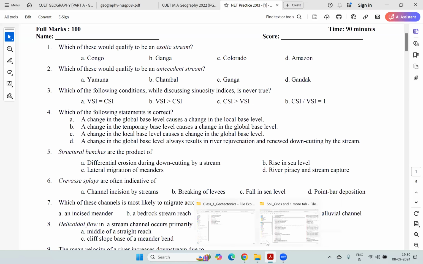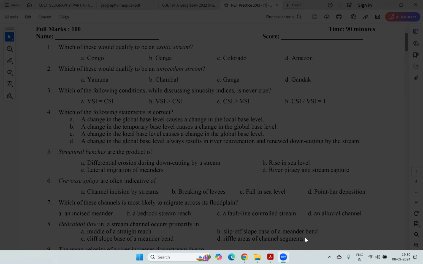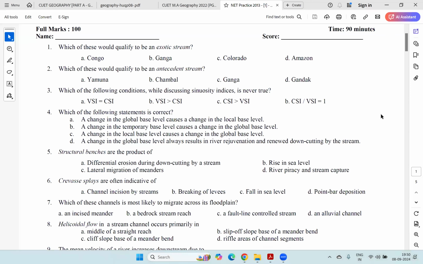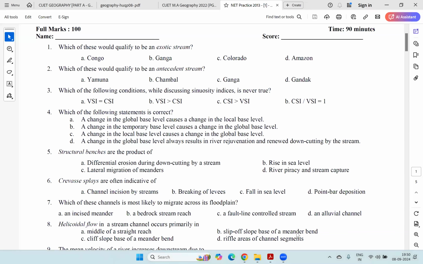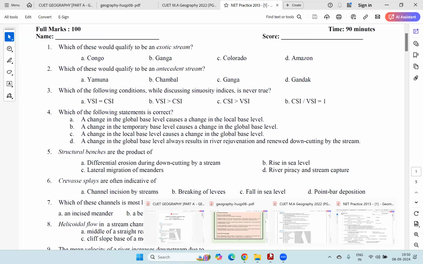Well, you can say your answer. Is the paper visible? Okay, so what's the answer? A, B, C, D? All right, so no answer? Okay. So the answer for this would be Colorado.